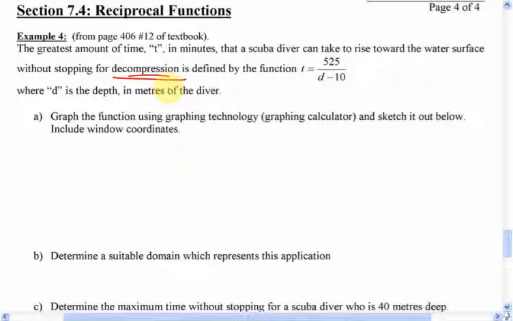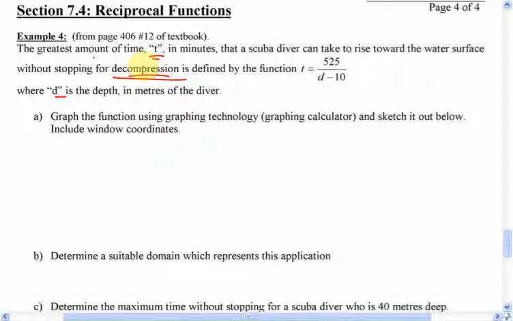So in this case, the greatest amount of time, t in minutes, that a scuba diver can take to rise towards the water surface without stopping for decompression is given by this function. So t is time, d is the depth. The diver goes down and is coming back up, and the greatest amount of time he can start coming back up before stopping is given by this formula.